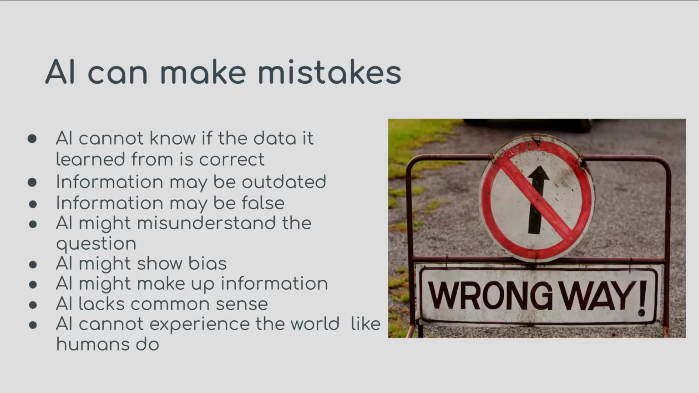But do know that AI can make mistakes. So AI cannot know if the data it learned from is correct. It also doesn't know if the information is outdated, which the information AI is trained on might be. The information also might be false. It might be untrue. So AI is not able to determine if it is real or if it is false.